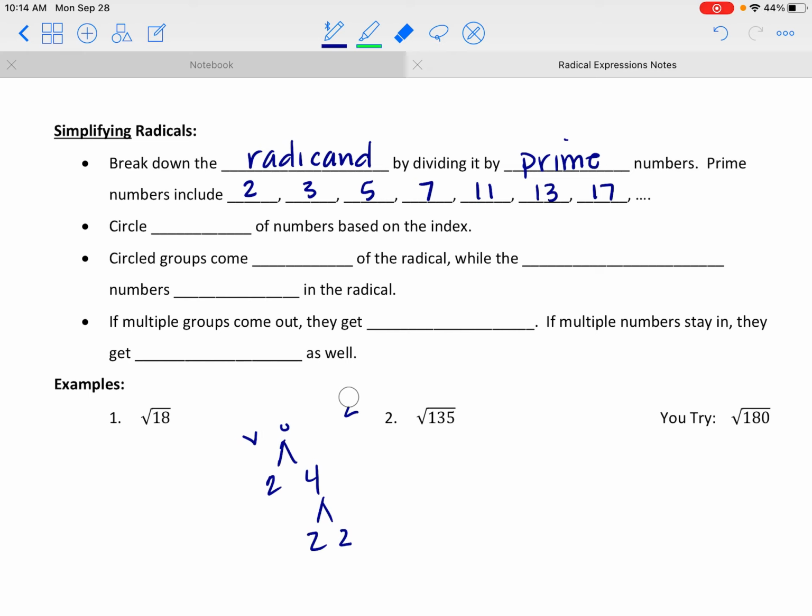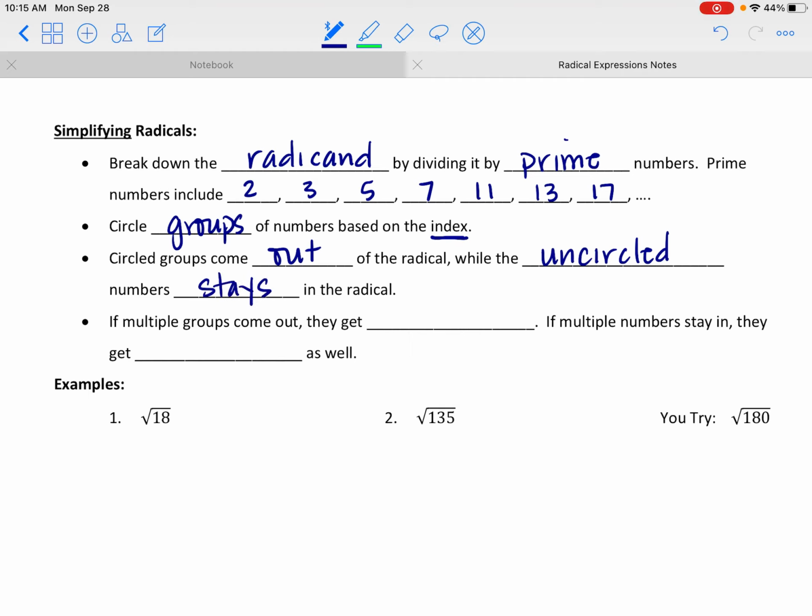We want to circle groups based on our index. If it was a square root, you're going to look for pairs. A cube root, you're going to look for groups of 3. A fourth root, you're going to look for groups of 4, and so on. So circle groups of numbers based on the index. The index is going to tell you what to circle. Circled groups are telling you what can come out of the radical, while the ungrouped, uncircled numbers tell you what stays in the radical.